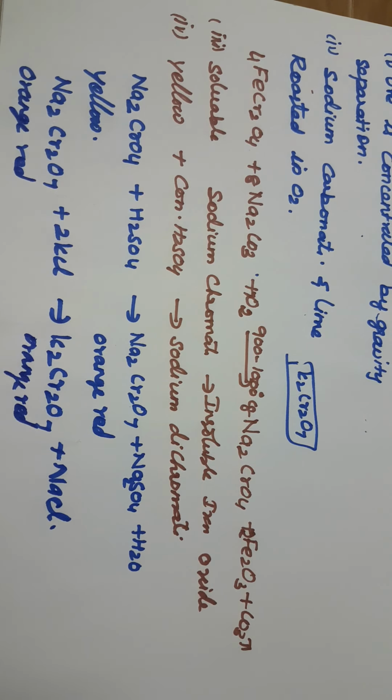Physical properties. What are the physical properties? First one is potassium dichromate is an orange-red crystalline solid. Melting point is 671 Kelvin, and it is moderately soluble in cold water.